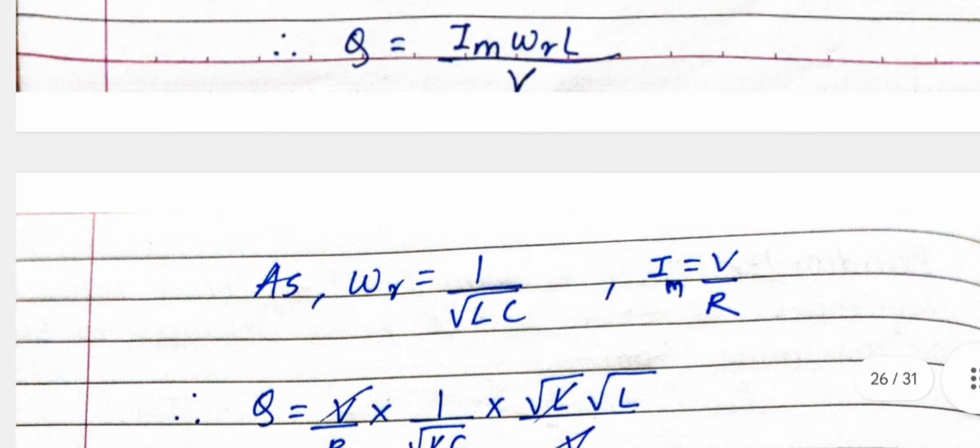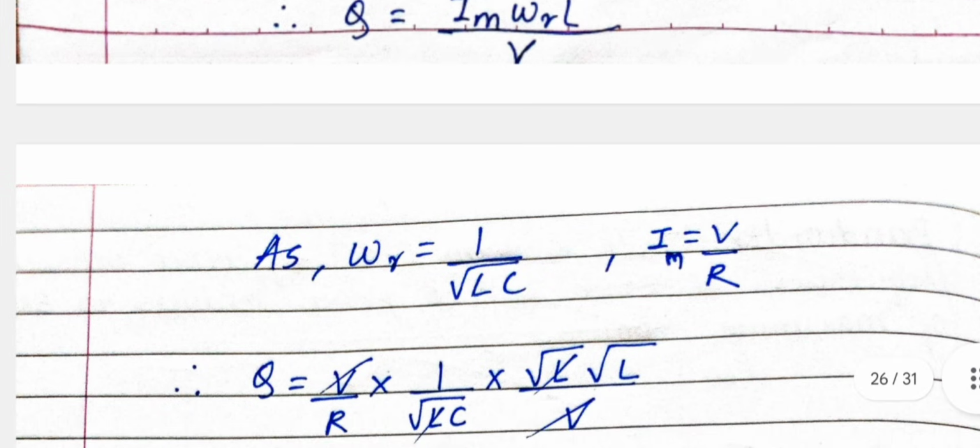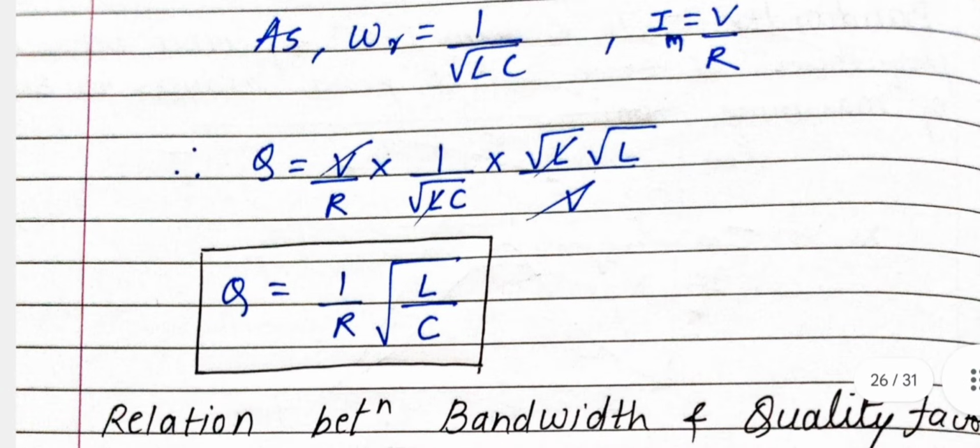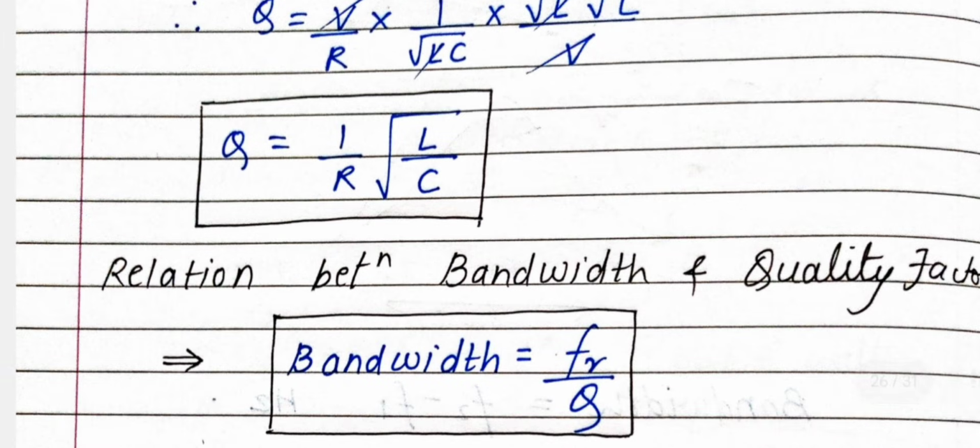And what is omega R? It is the resonance frequency. In resonance we have studied this: it is 1 upon under root of LC, and L you have to write in the form of under root L and under root L, and V is as it is. In the second line, under root LC and under root L will get cancelled, V and V will get cancelled, and finally we will get the quality factor as 1 upon R under root of L by C.